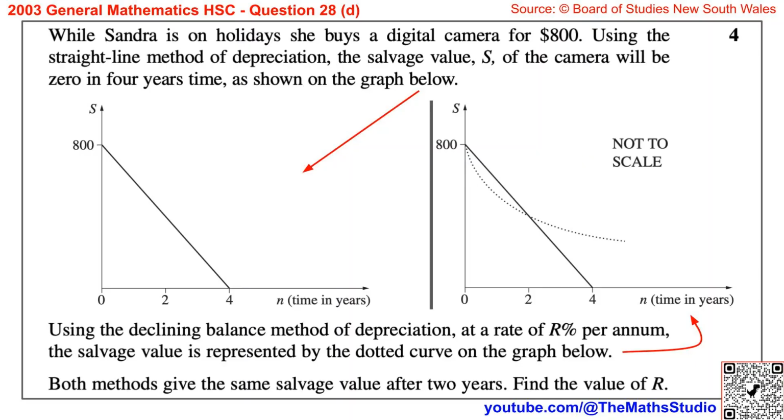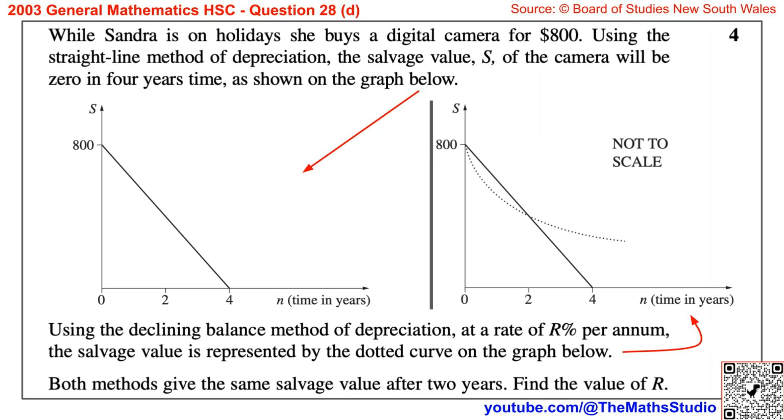Question 28, Part D. While Sandra is on holidays, she buys a digital camera for $800. Using the straight line method of depreciation, the salvage value, capital S, of the camera will be 0 in 4 years' time, as shown on the graph below.